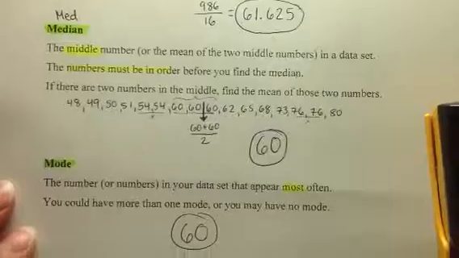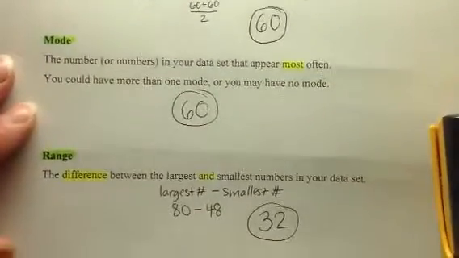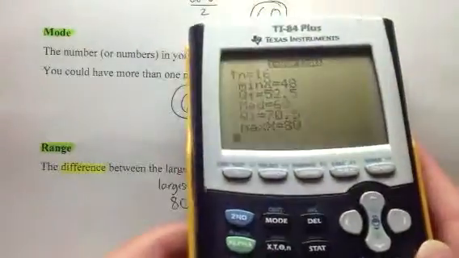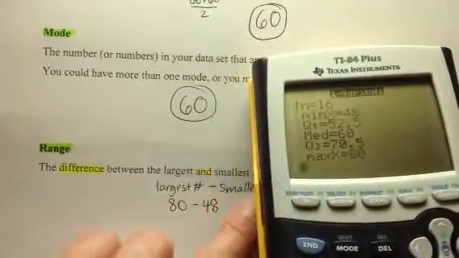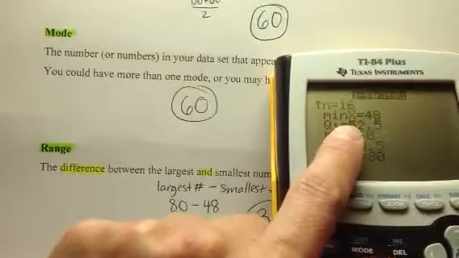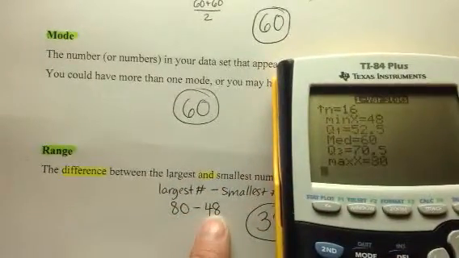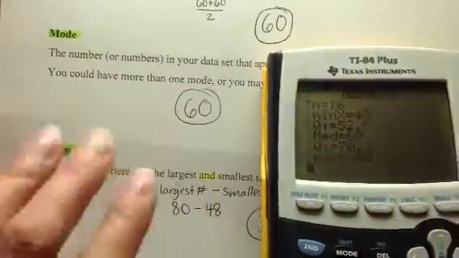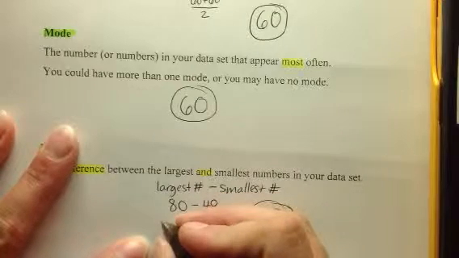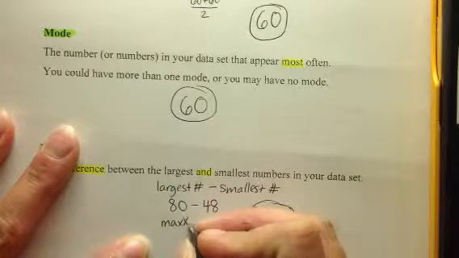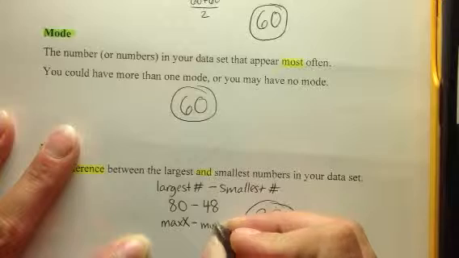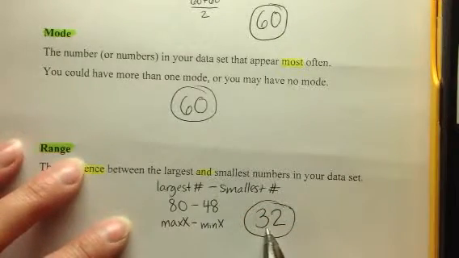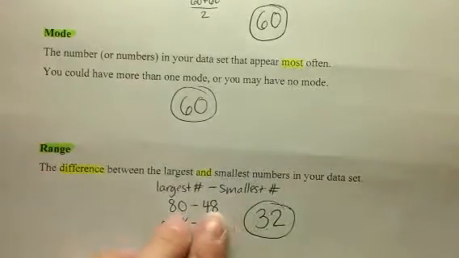The mode is not here, but I will show you a trick to help find it. The range was the difference between the largest and the smallest. So on the calculator, the smallest is right here, the minimum x, 48, that's what we had for the smallest. And the maximum x, that's 80, that's the largest. So on your calculator, you're going to do the max x minus the min x, and that will give you the answer. So it helps you find the smallest and largest.